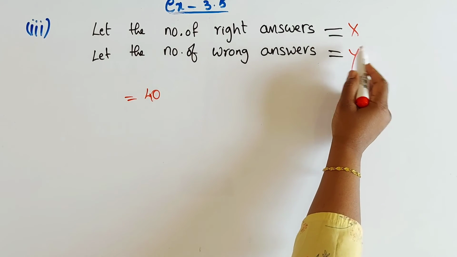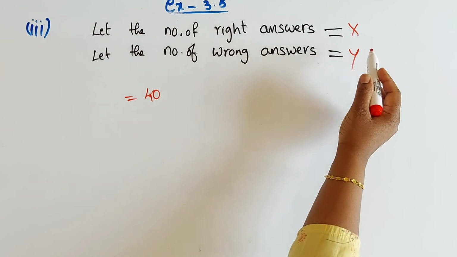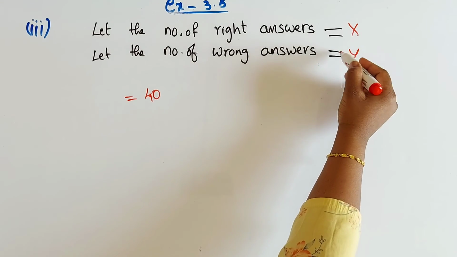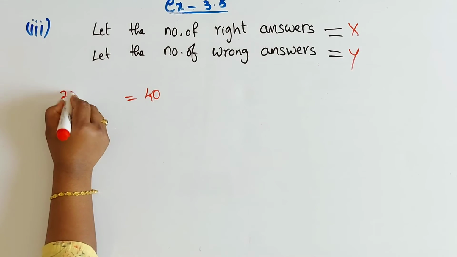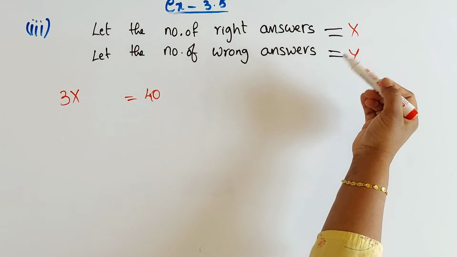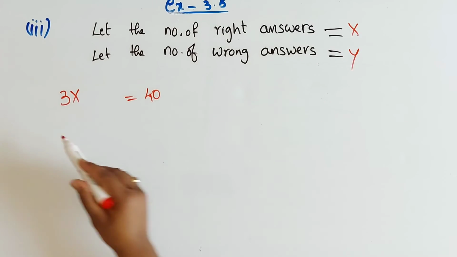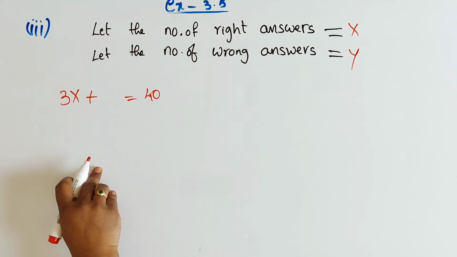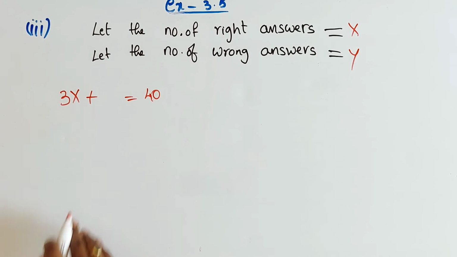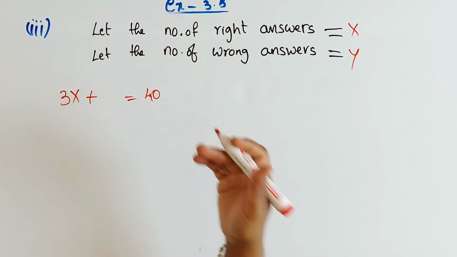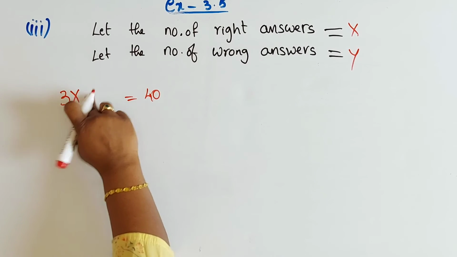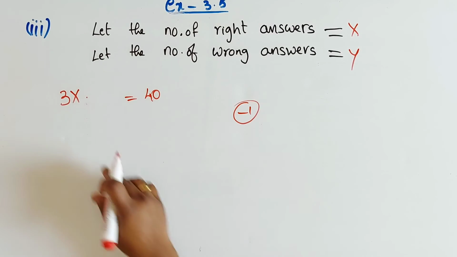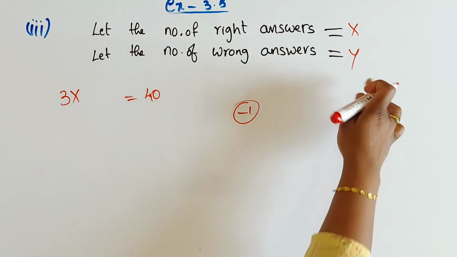Right answer means x, children. He got 3 marks. 3 marks means 3 into x, 3x. Correct, children? He got 3 marks for right answers, 3 into x. Plus, and what did he get? Losing 1 mark for each wrong answer. Losing means negative, so that means minus 1. Correct, children? Losing 1 mark for wrong answer.